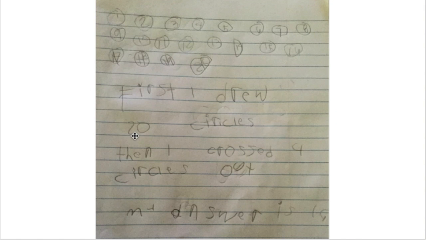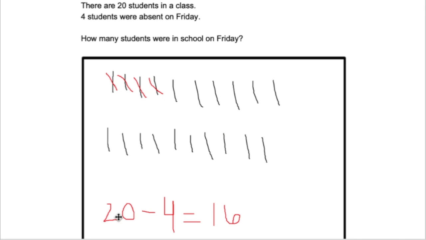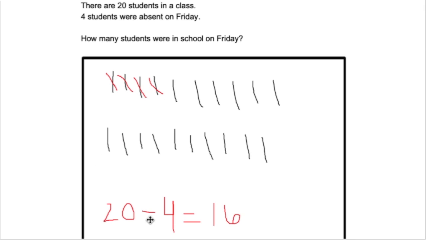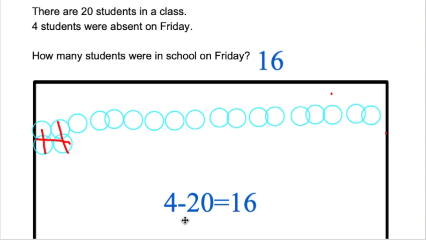And you can think about it when you think about words. First, I drew 20 circles, so 20 would be the first thing in our number sentence. Then I crossed 4 circles out. 20 minus 4 equals 16. This friend said 4 minus 20. That doesn't work because that would be first I drew 4 circles, then I crossed 20 out. Think about what you did. Make sure your number sentence matches the work that you did.